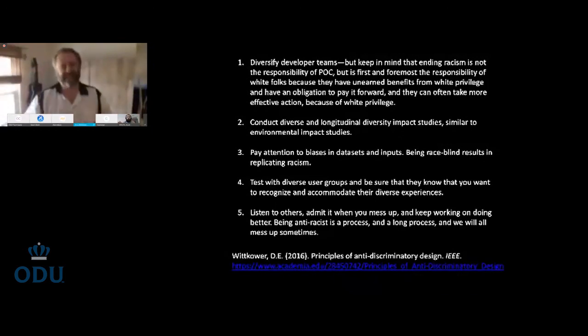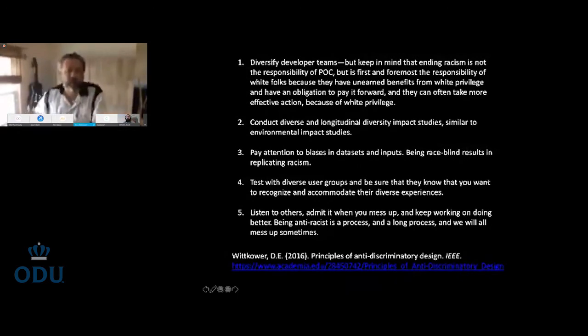But yeah, diversify developer teams. But this is the job of everybody, and this is most of all the job of white people to think about this better, and to take better action on issues of race and equity in engineering and other places.